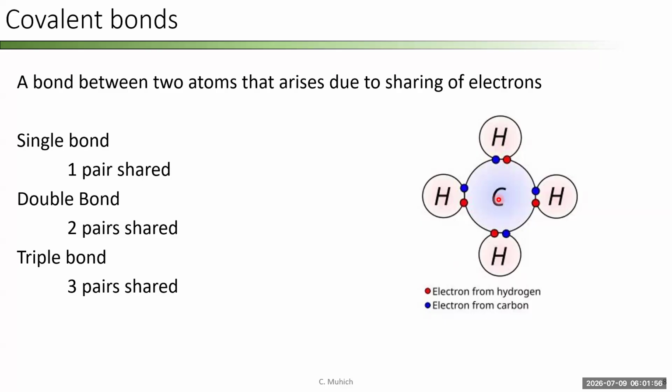So we can have one pair of sharing electrons, and so this would be considered a single bond. We can have two pairs of shared electrons, which we call a double bond, and we could have three pairs of shared electrons, which we would call a triple bond. So even though this molecule has four bonds or four sets of paired electrons, they're only single bonds because between each pair of atoms, there's at most one shared pair.